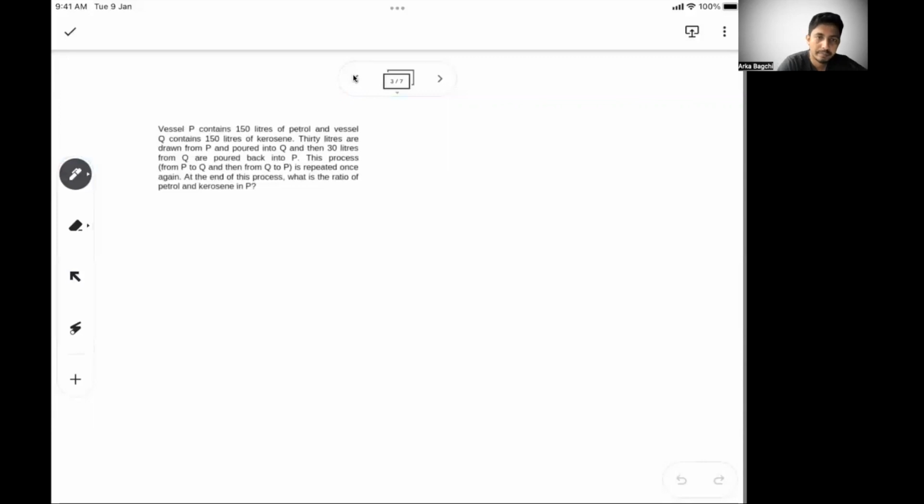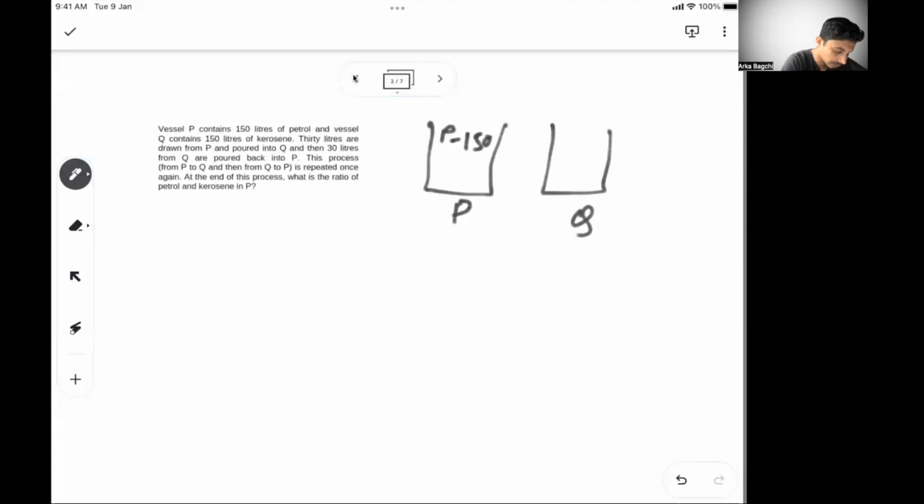So they said vessel P contains 150 liter of petrol and Q contains 150 liter of kerosene. 30 liters are drawn from P, poured into Q, then 30 liters from Q poured to P. The process from P to Q and Q to P is repeated once again at the end. So it looks a little complex. So let's go step by step. So the first step is there is a P, and then next step there is a Q. So this is petrol 150, and this is kerosene 150.